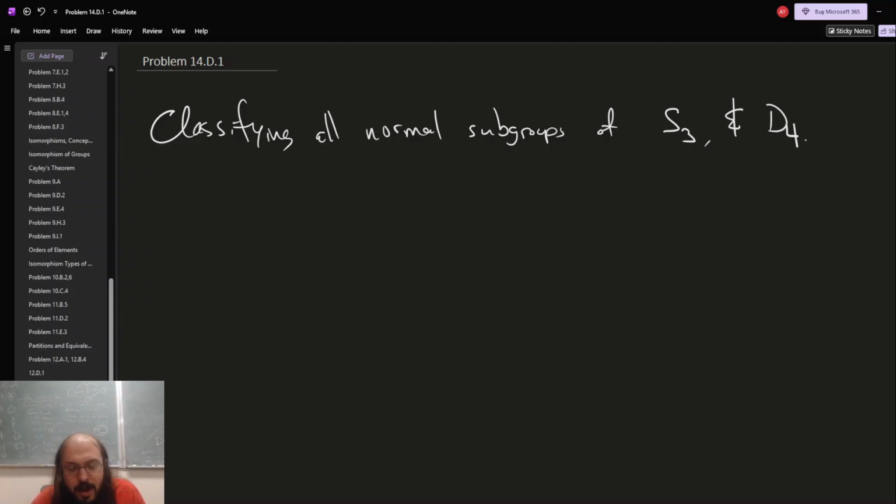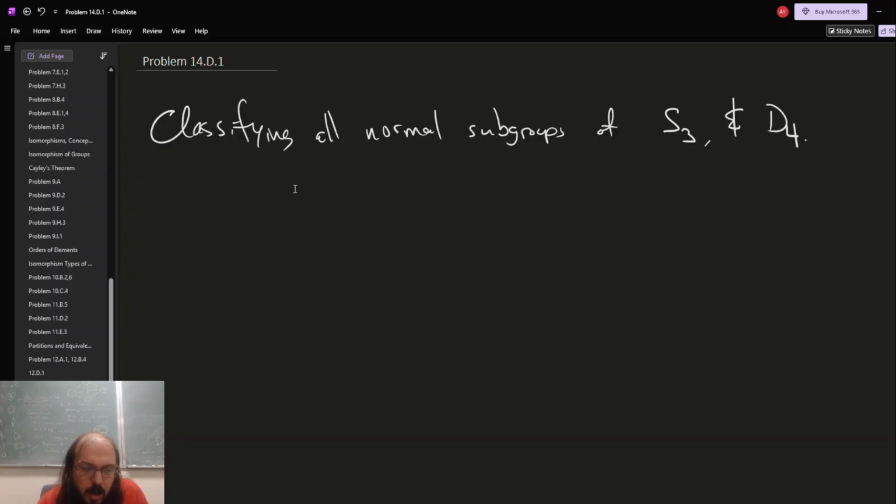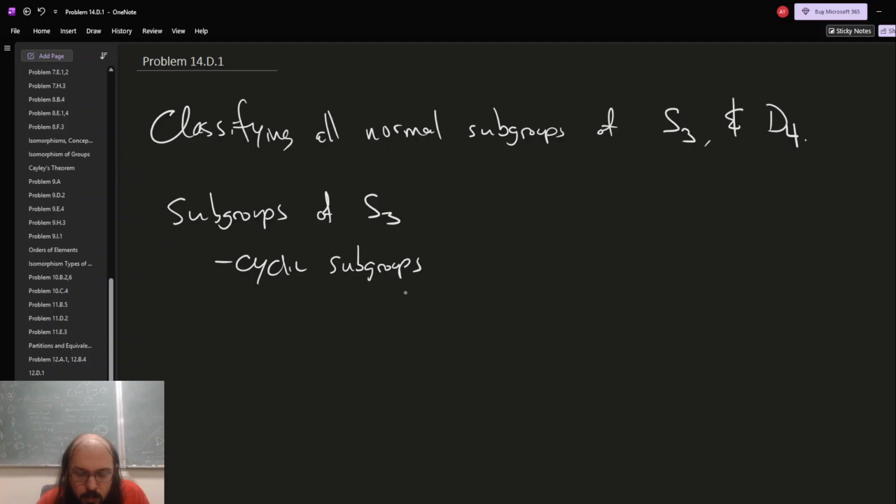So the strategy that comes to mind when I see this is to start by finding all the subgroups I can, and then seeing which ones are normal. So in S3, what kind of subgroups do we have? Well, there are cyclic subgroups, subgroups generated by one element, and then there are subgroups generated by two elements.